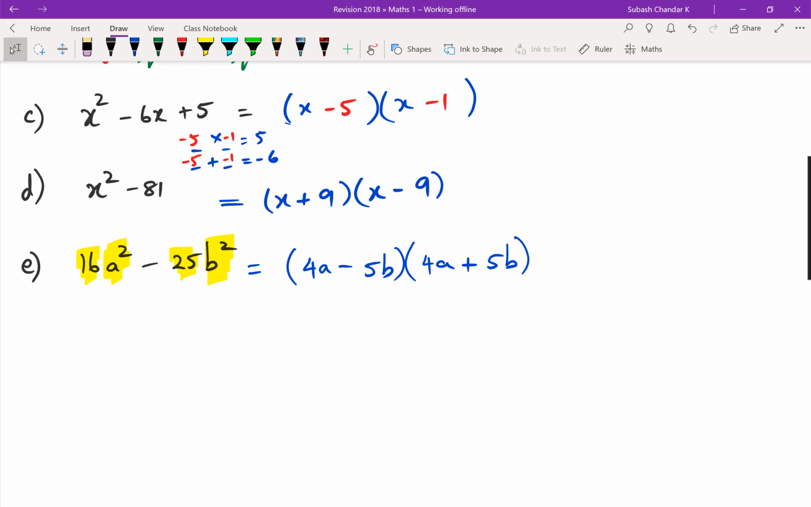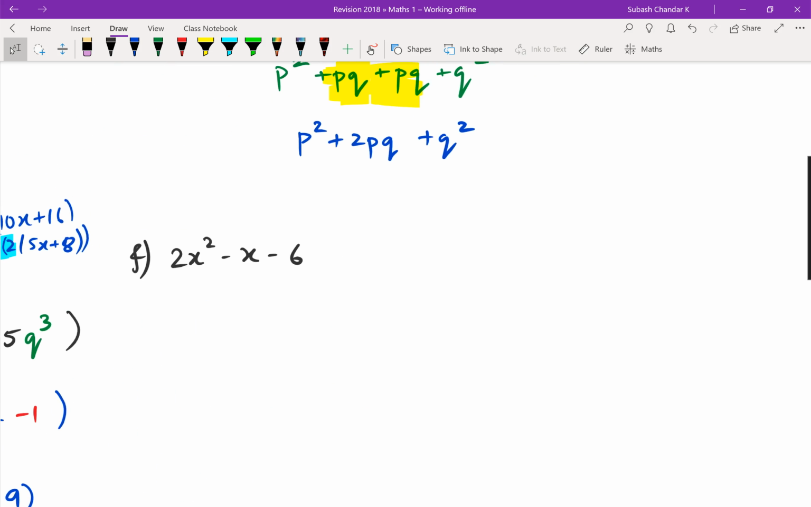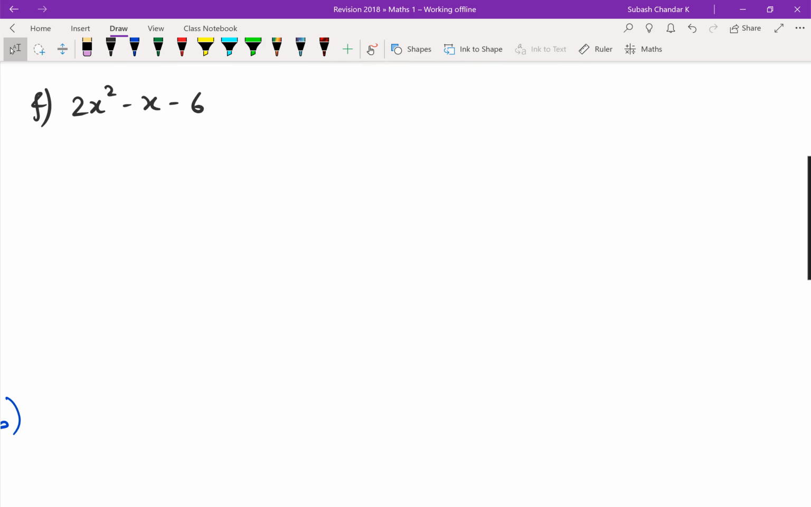Okay, now that's dealing with some really big difference of two squares. And the last question that I want to do with quadratics is this one here, guys. I want to know how many of you are comfortable factorizing this, just even a show of hands. Okay? Very confident? Sort of.